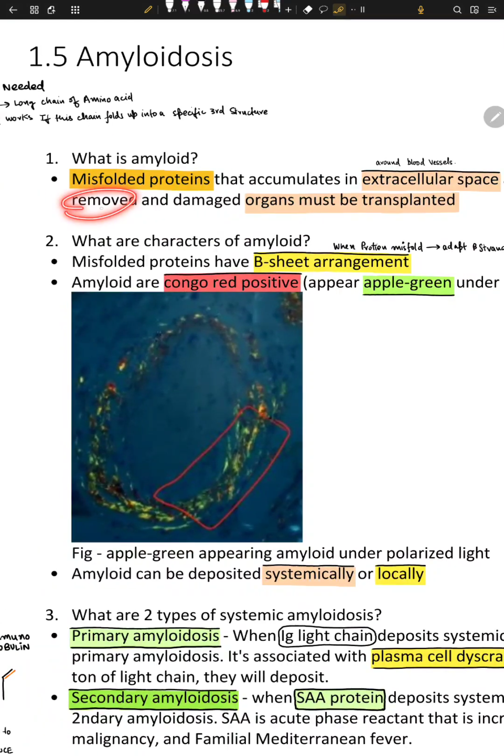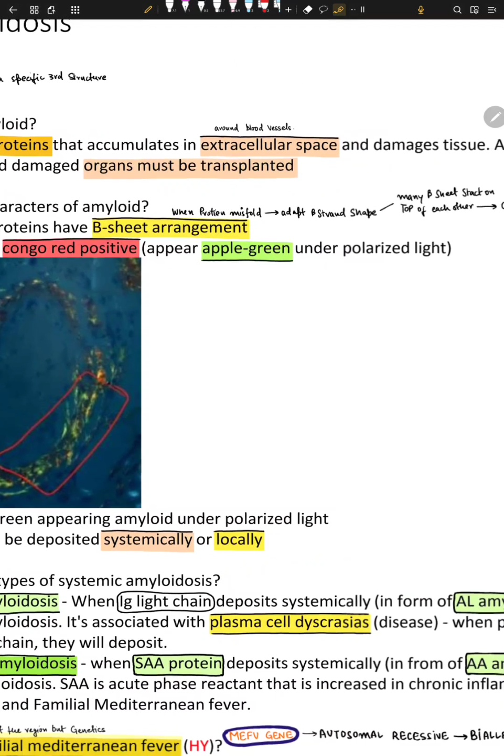Amyloid can't be removed, and it damages the organ. The damaged organ must be transplanted because the amyloid cannot be removed. It sticks to the extracellular space like glue.